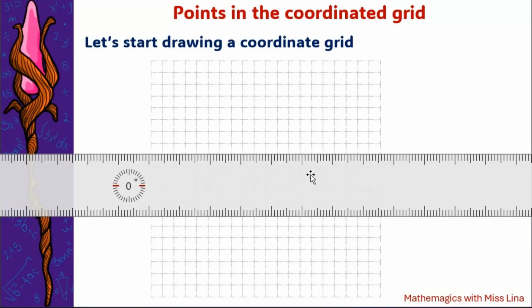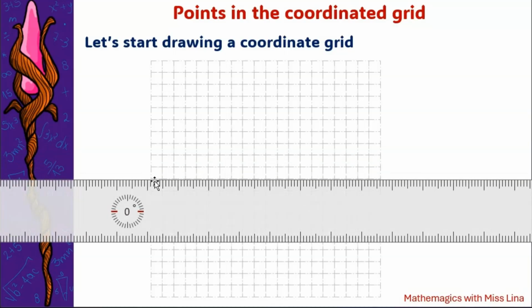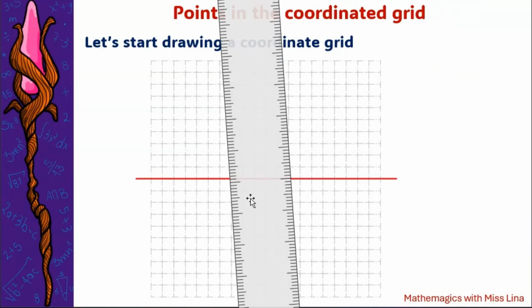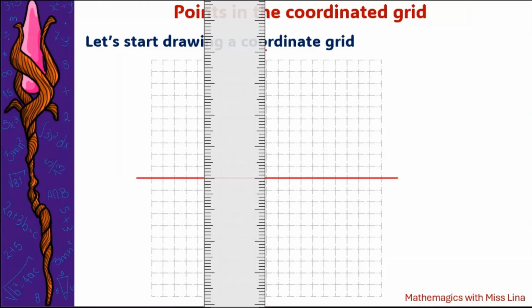Let's start. Okay, so we locate the ruler. And this is going to be the horizontal axis. And we put it vertical for the vertical axis. And then we draw the vertical axis.